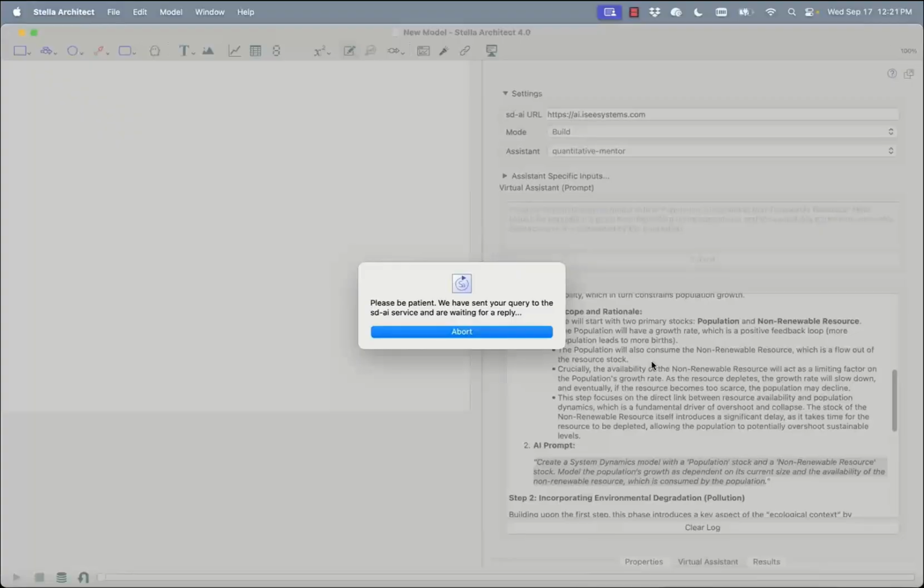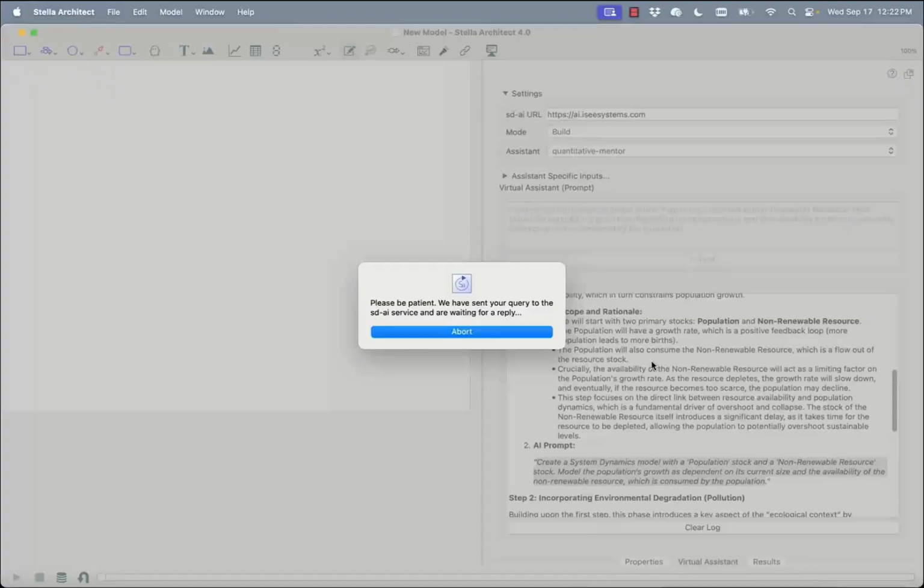So in this case, now we're using the LLM to actually come up with a model structure. It's going to build for us the stocks and the flows and the connectors. Likewise, it's also going to come up with an explanation for that structure that critiques it in real time, that asks us questions about that structure that's designed to further expand our thinking.